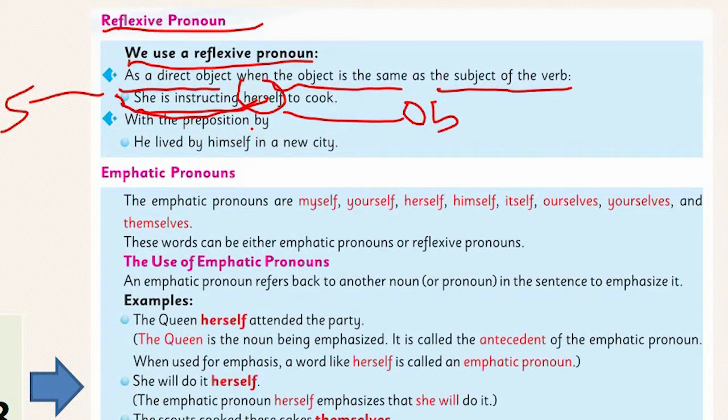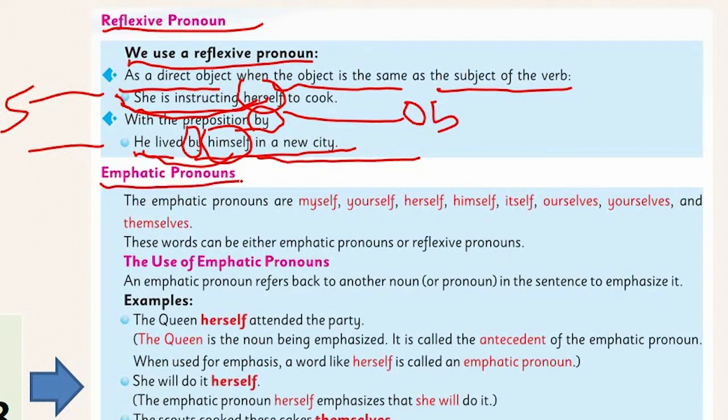And with the preposition by, we have discussed the preposition which tells you the direction and the relationship between nouns and pronouns. He lived by himself in a new city. By is a preposition here and himself is a reflexive pronoun here. He and himself are the one person here. He is the subject here and himself is a reflexive pronoun, the direct object here. This is about the one person here.